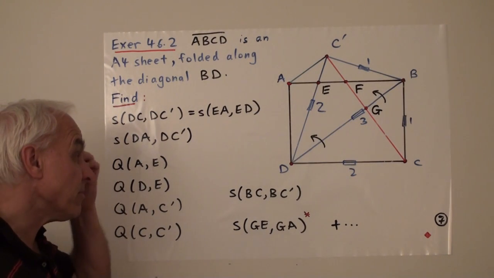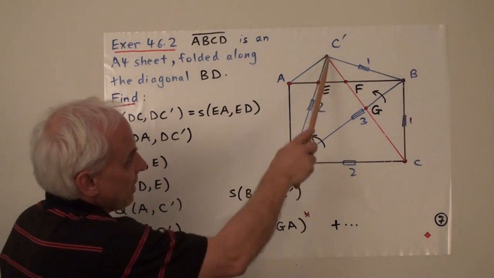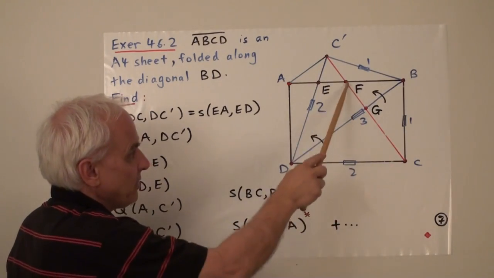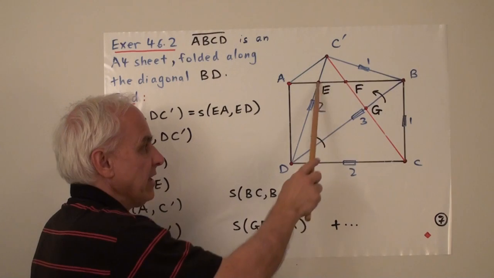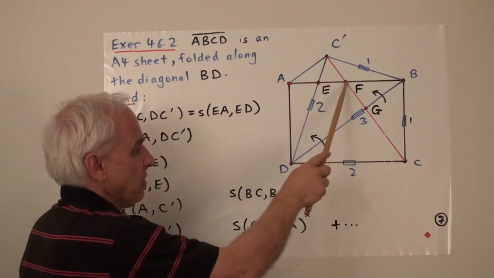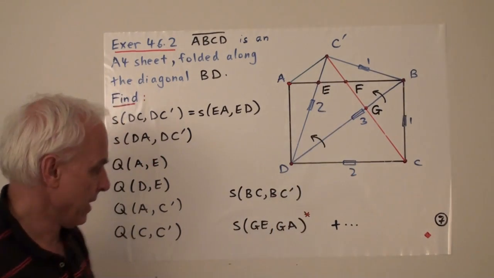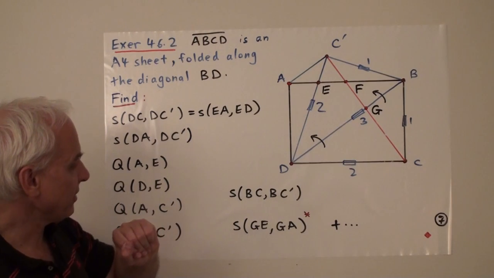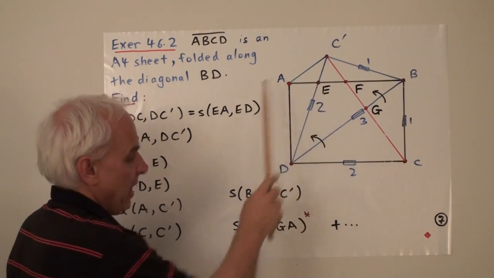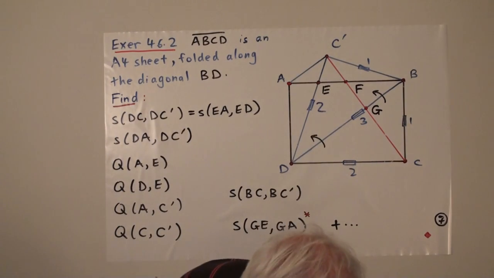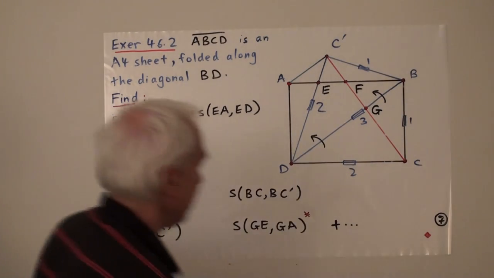And we could do some other things. We could, for example, take the line joining CC prime. There's a new point F there. We could also ask for quadrances, say E to F, or F to G, or F to D, and so on. But I'd just like to ask you one more, the spread between GE and GA. Okay, so that's a nice little challenge for you.